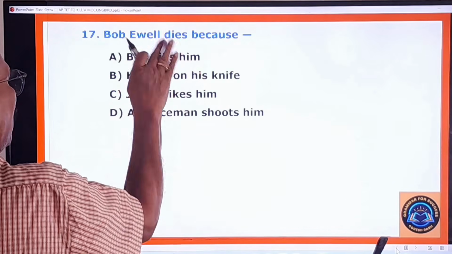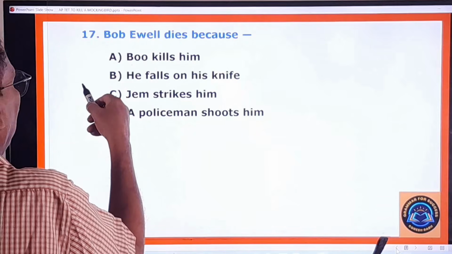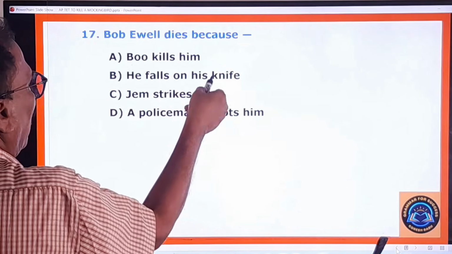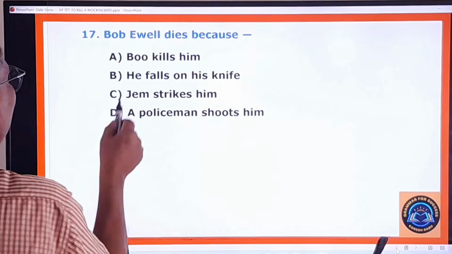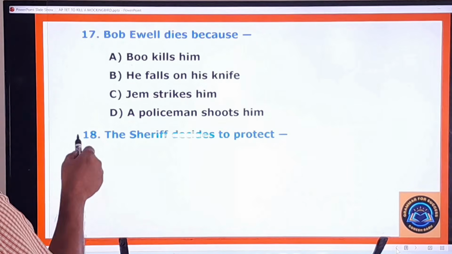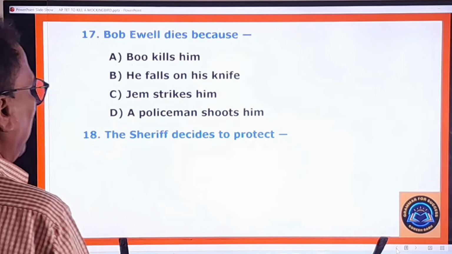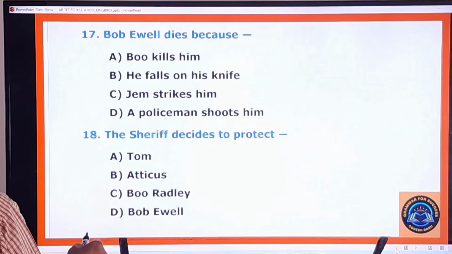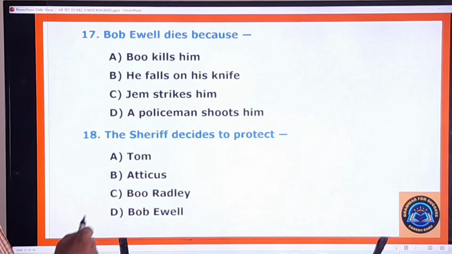That is actually the right answer, but he falls on his knife, that is the fabricated answer. Okay, Jem strikes him, a policeman shoots him. Eighteenth question, the sheriff decides to protect Tom, Atticus, Boo Radley, Bob Ewell.